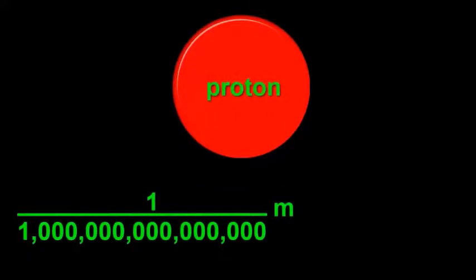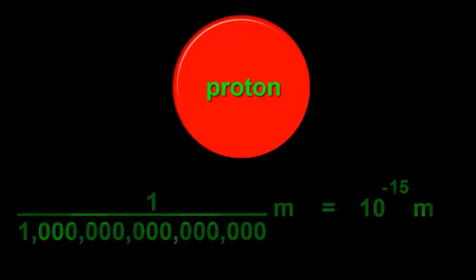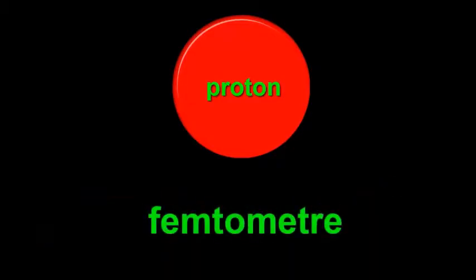We would have to zoom in with a magnification of 10 to the 5, adding another 5 zeros to the bottom of the fraction. That's with 15 zeros on the bottom line. 10 to the negative 15 of a metre. Protons and neutrons are a quadrillionth of a metre wide, also called a femtometre.